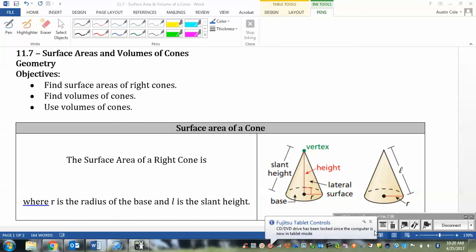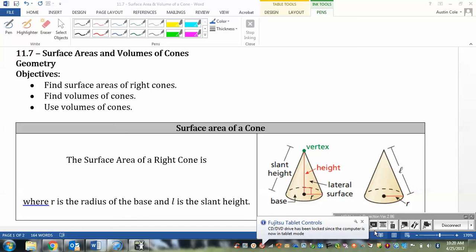Okay, so today we're going to talk about the surface area and the volume of cones. Surface area because it's a little weird. It's a weird shape, right? We have those curved faces like that. And then volume of cones kind of comes from what we were talking about there. So find the surface area of a right cone, find the volume of a cone, and then use that volume for fun.